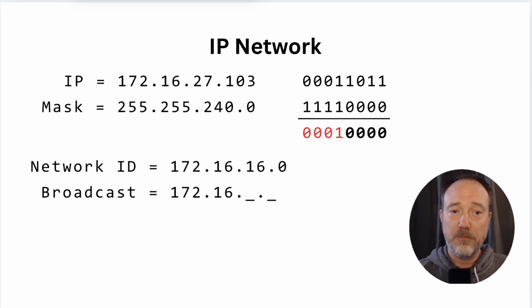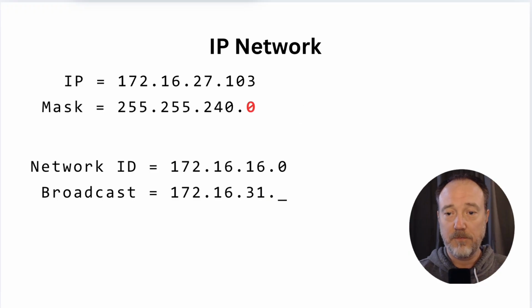So the first 4 bits of the third octet are network bits, and so those cannot change. So those first 4 bits are 0001. And then those last 4 bits, those are host bits. So when we set the host bits of the third octet to 1s, we get a decimal value of 31. Because remember, we have to add in any of the network bits that are part of this octet. Those have to be converted to decimal as well. So 31 is the value of the third octet in the broadcast address.